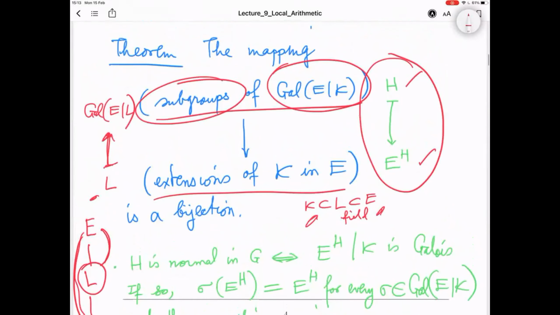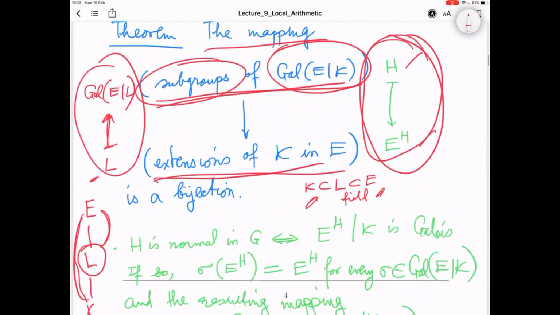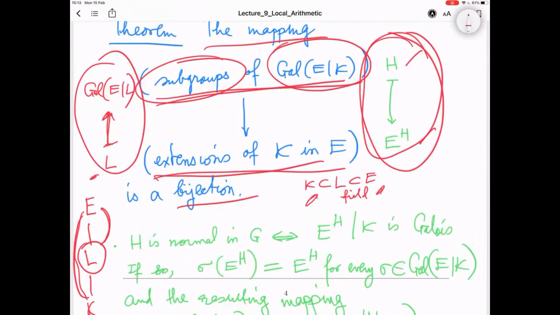So now I've given you two sets and two maps, this map and this map. And the theorem says that these maps are both bijections which are reciprocal to each other. They are reciprocal bijections.